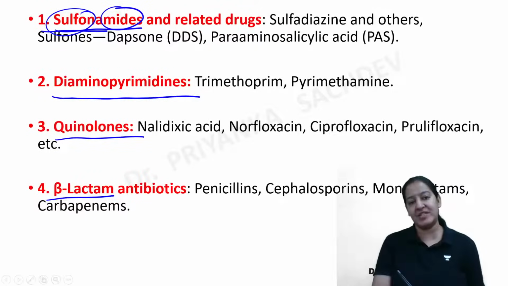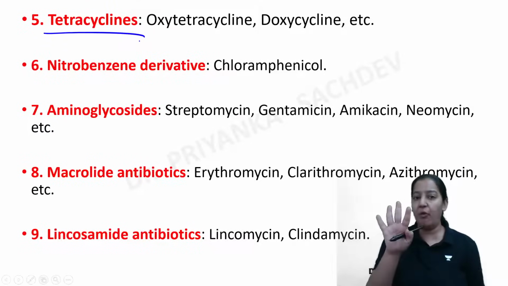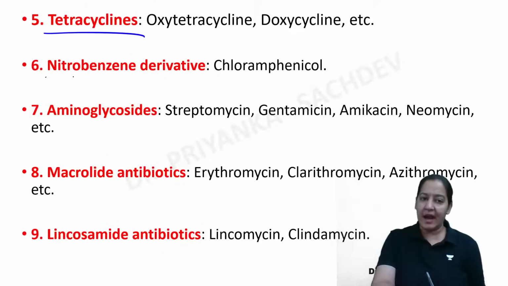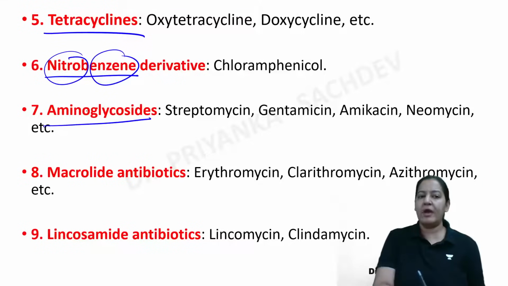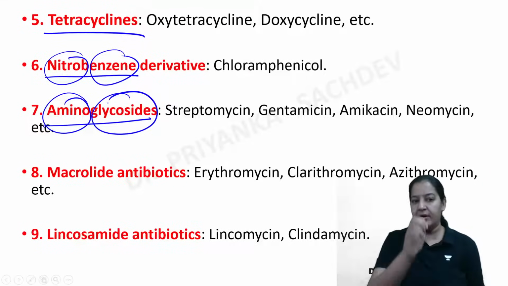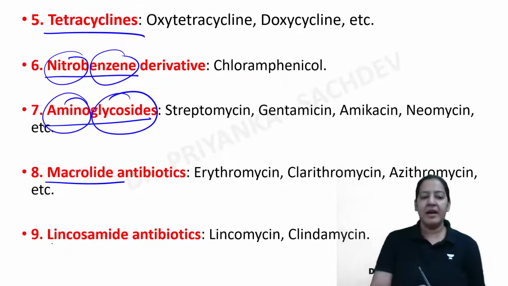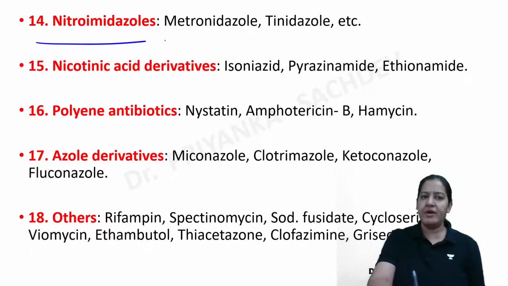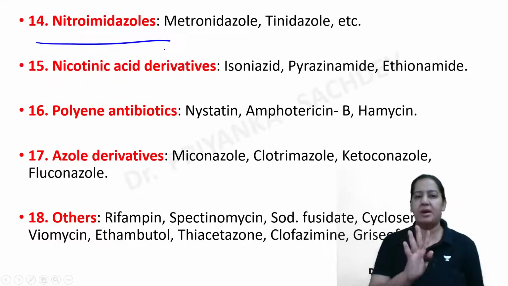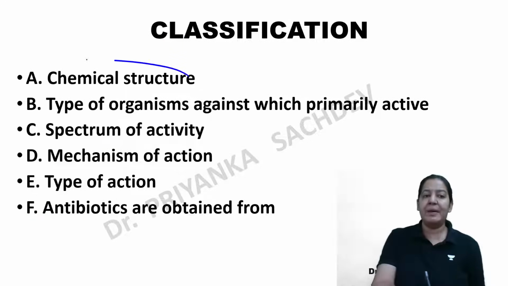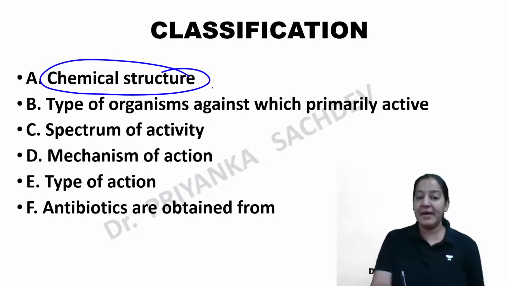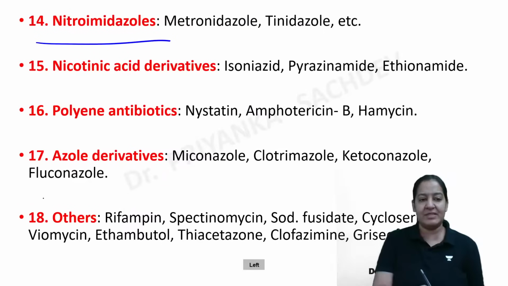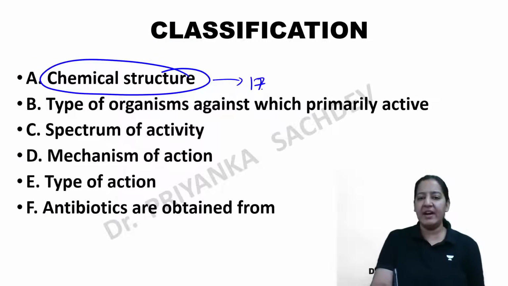There are some which have a beta lactam ring in them. There are some in which there are four rings, that's why known as tetracycline. The nitrobenzene, the benzene with a nitro group. Aminoglycoside is the amino which is glycosided with a sugar. Macrolide is a big ring. Lincosamides are there. Glycopeptides, oxazolidinedione. It can be polypeptide, nitrofuran, nitroimidazoles. I don't recommend learning this classification, but it is the classification based on the chemical structure of the drug. We divide the drugs into 17 different groups, and 18 including others.